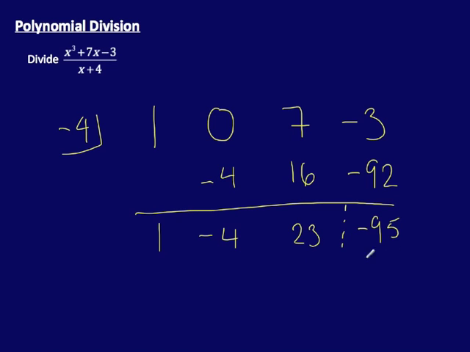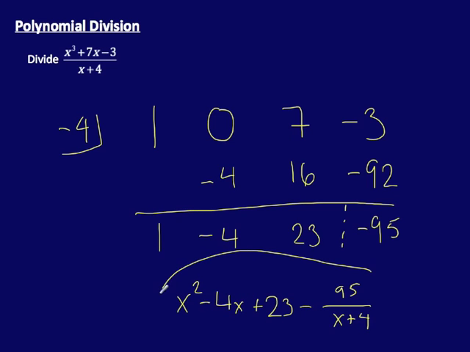So my polynomial, again building backwards, we got minus 95 over x plus 4. Our constant is positive 23. Our x term is negative 4x. And we got 1x squared. So if we divide x cubed plus 7x minus 3 by x plus 4, we get x squared minus 4x plus 23 minus 95 over x plus 4.